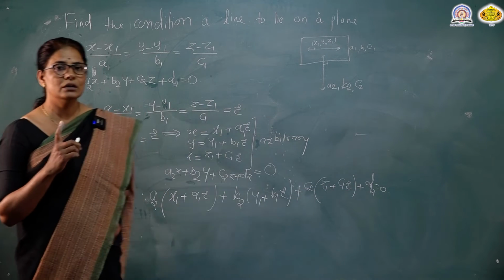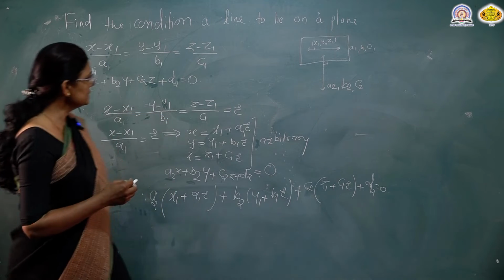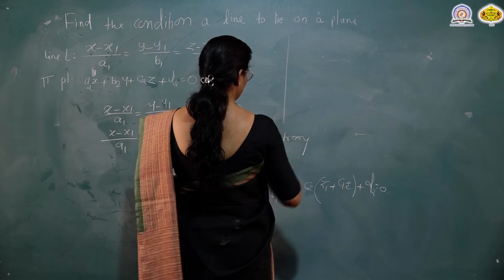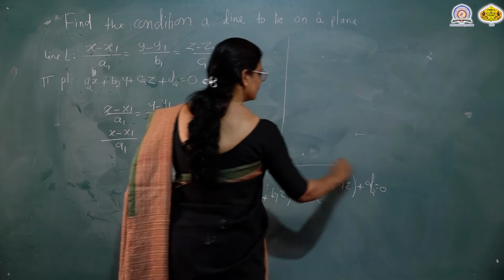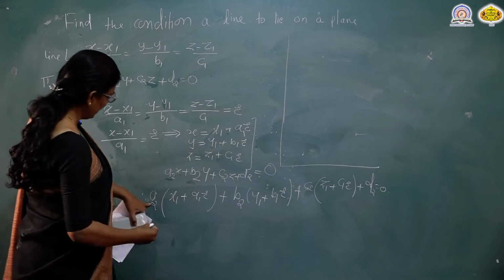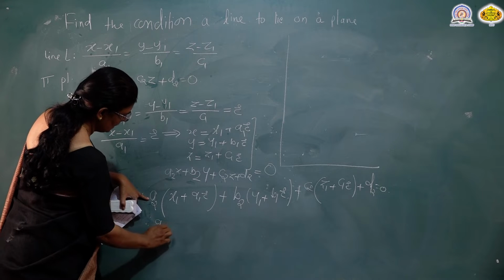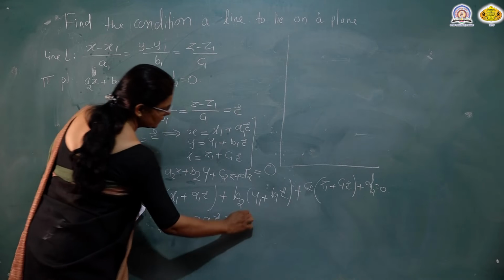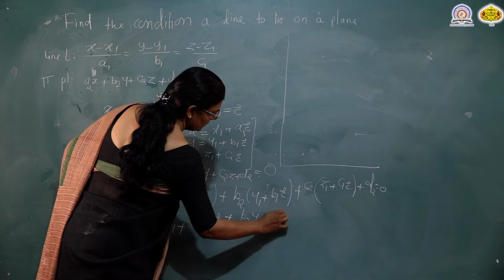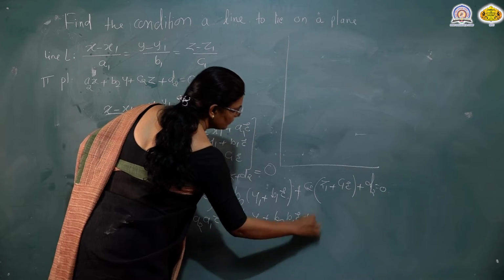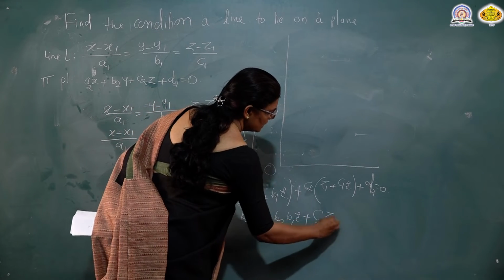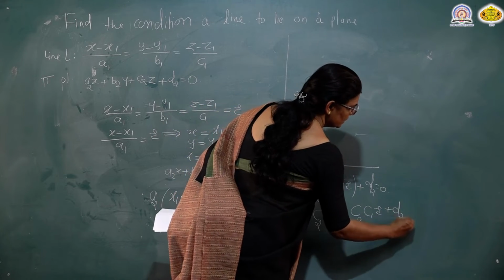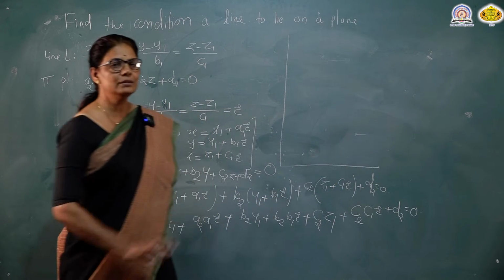Now here we have to open the brackets first. So this becomes a2x1 plus a2a1R plus b2y1 plus b2b1R plus c2z1 plus c2c1R plus d2 equals 0. We just solve the equation.